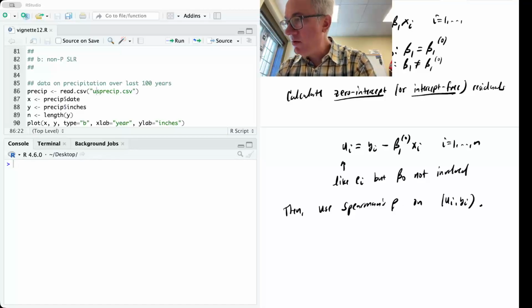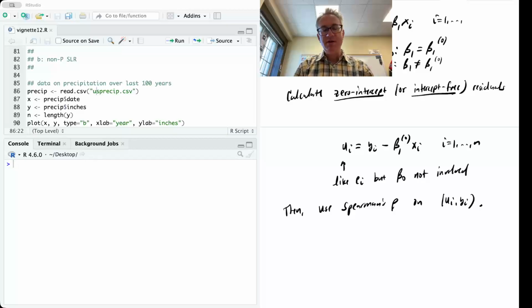Okay, so we're basically taking out the value of the slope under the null hypothesis and seeing if there's any leftover correlation. The intercept doesn't matter for correlation, it's more about the slope. So we're looking at these residuals. We could use an intercept, but people just don't bother. And then we look for leftover correlation nonparametrically with Spearman's rho. Okay, so let's do this in R.